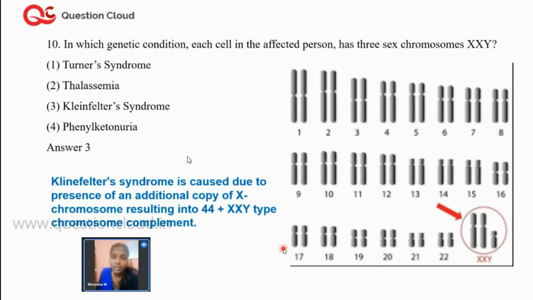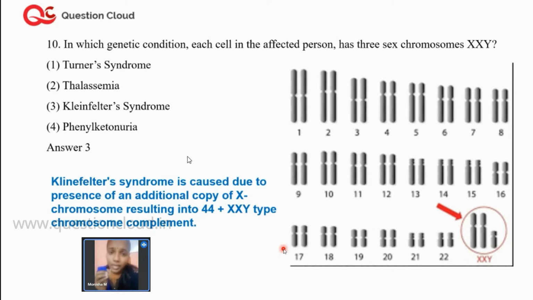Now the next one is another interesting question. In which genetic condition does each cell in the affected person have 3 sex chromosomes? Usually, how many sex chromosomes will a human cell have? 23 pairs, right? The 23rd pair, if it is XX, then what is the sex of the person? Female. If you have XY, what is the sex? Male. Very good. That is the normal process: if it is XX, it's female, and if you have XY, it is going to be male.